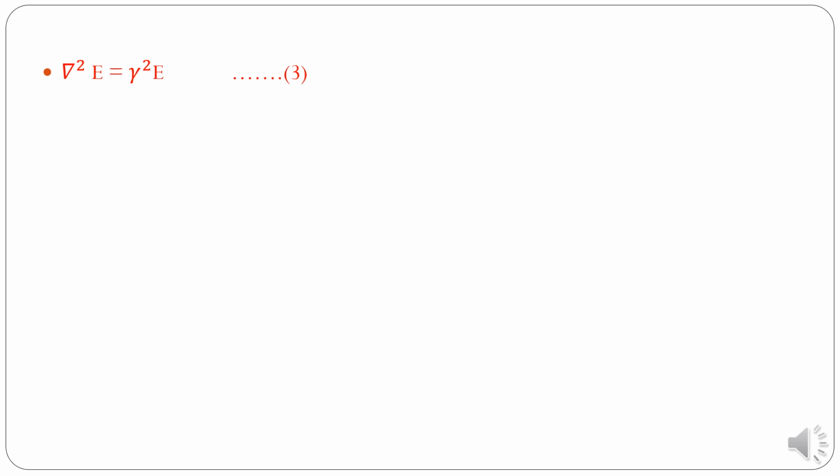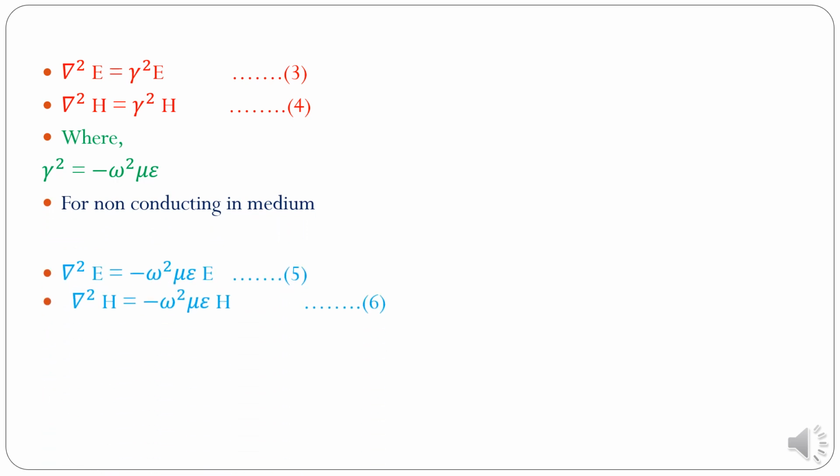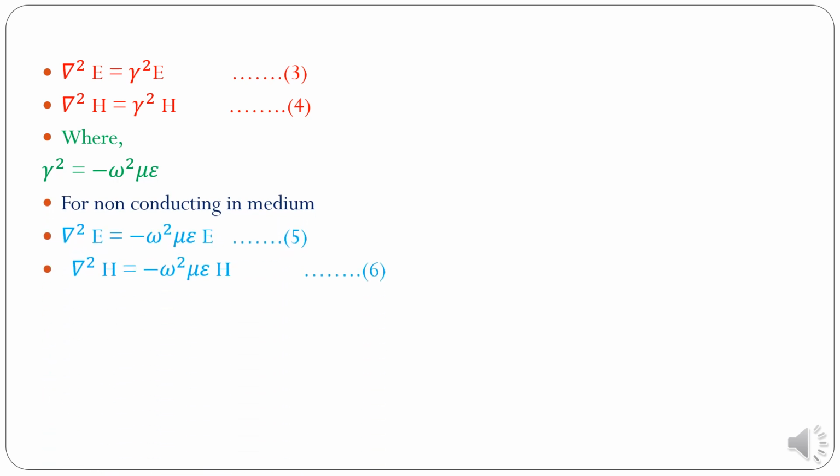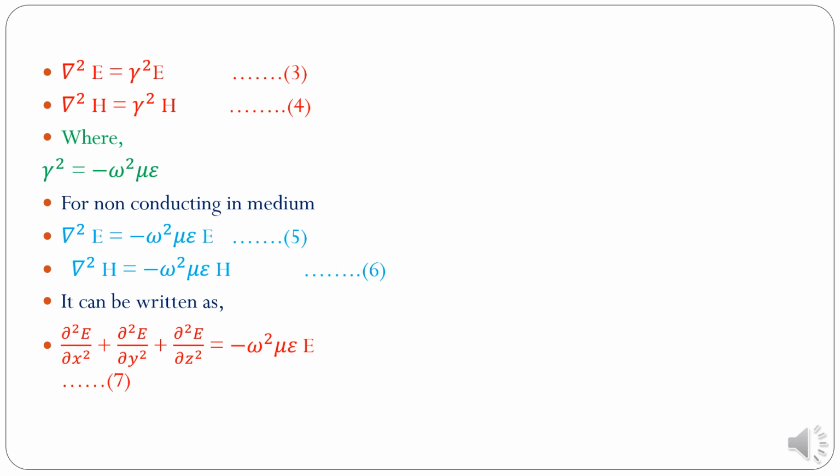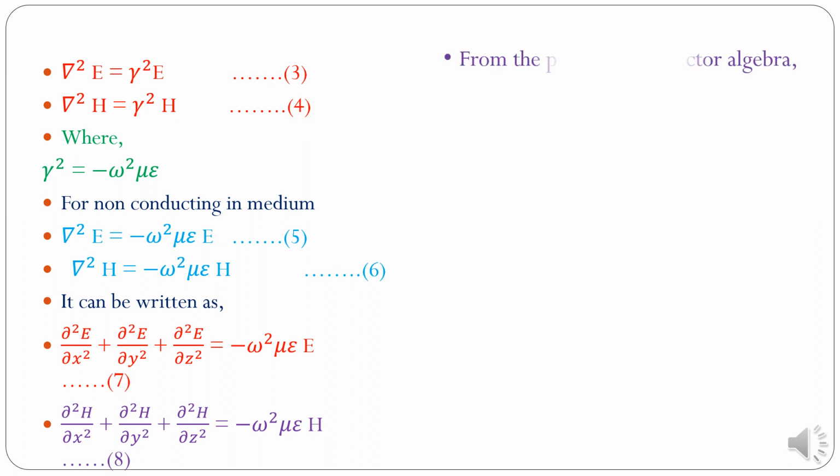Del square E is equal to gamma square E, and del square H is equal to gamma square H, where gamma square is equal to minus omega square mu epsilon. For non-conducting media, del square E is equal to minus omega square mu epsilon E, and del square H is equal to minus omega square mu epsilon H. This can be written as dou square E by dou x square plus dou square E by dou y square plus dou square E by dou z square is equal to minus omega square mu epsilon E. Similarly, dou square H by dou x square plus dou square H by dou y square plus dou square H by dou z square is equal to minus omega square mu epsilon H.